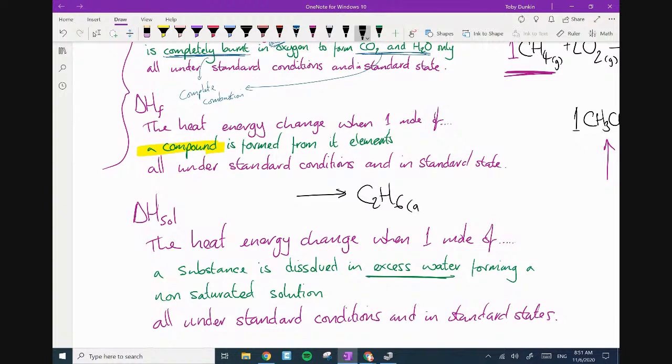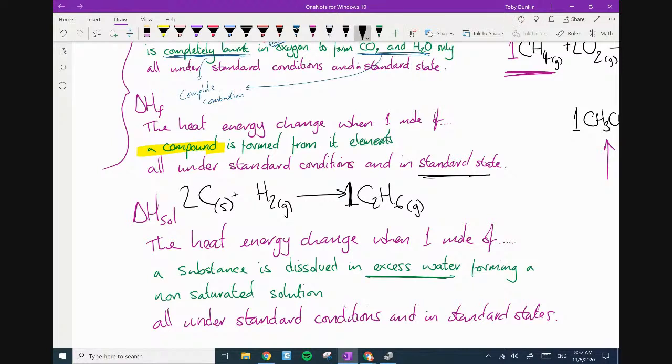Well, ethane's a gas at room temperature. Standard conditions in standard states. I need carbon. What's carbon's standard state? It's a solid. Now I'm going to add hydrogen to it. What's hydrogen's standard state? It's a gas. Right, now I need to balance it, and I cannot change that number 1 because the definition says 1 mole of a compound is made, and that's 1 mole.